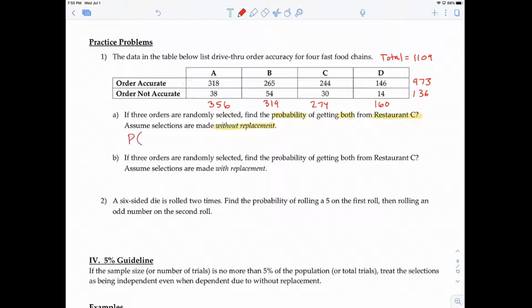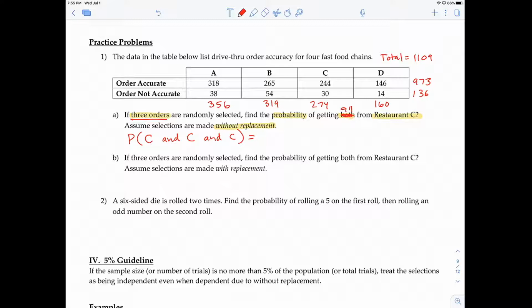So again, there are 3 orders we're selecting. This should have been getting all from restaurant C, because there's 3. So the only way we can get all of them from restaurant C is if the first one is from restaurant C, and then the second one is from restaurant C, and then the third is from restaurant C. So we know this is a multiplication rule because it's an and probability in multiple trials, right? We're selecting 3 orders. That's what makes it a multiple trial.